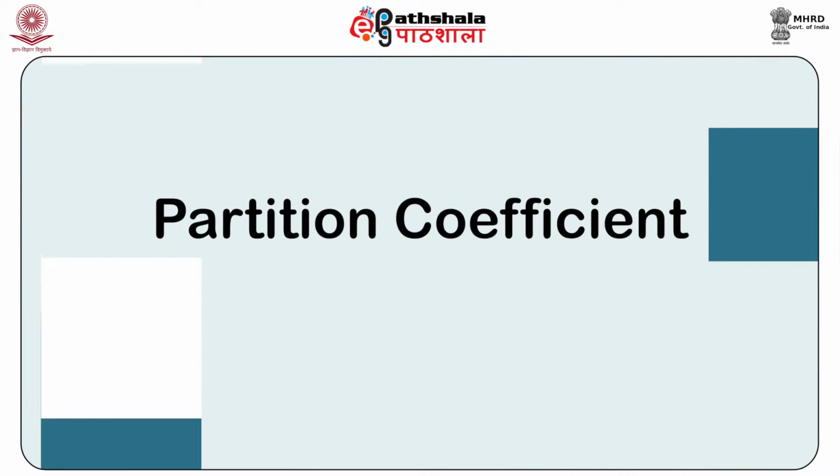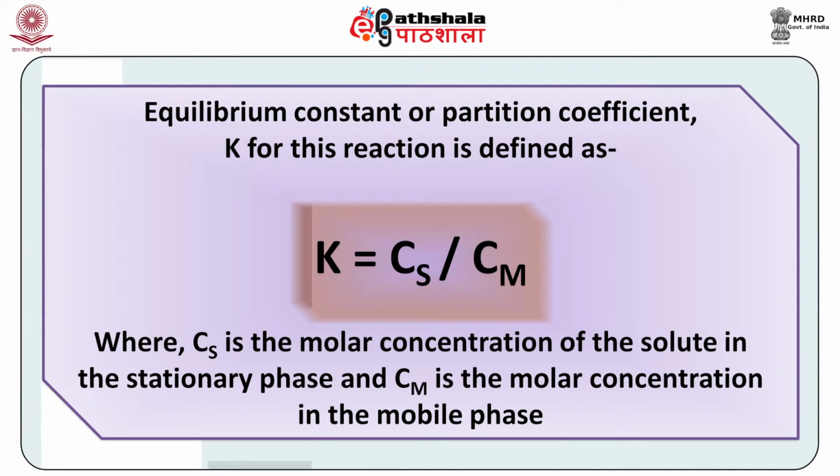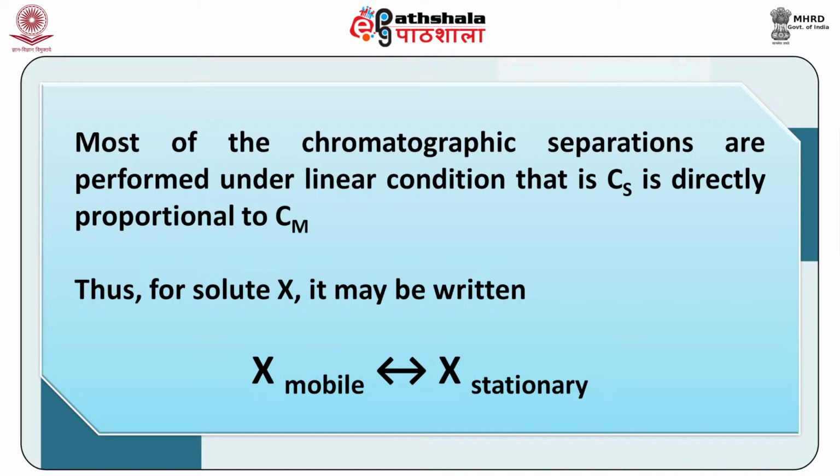The very next term is the partition coefficient. The solute components partition themselves in the mobile phase and stationary phase as they move through the column. If the column is run slow enough, the concentration of solute in the stationary phase and mobile phase reaches equilibrium. The equilibrium constant or partition coefficient K for this reaction is defined as K is equal to Cs divided by Cm, where Cs is the molar concentration of the solute in the stationary phase and Cm is the molar concentration in the mobile phase. Most of the chromatographic separations are performed under linear conditions, that is, Cs is directly proportional to Cm. Thus, for solute X, it may be written as.